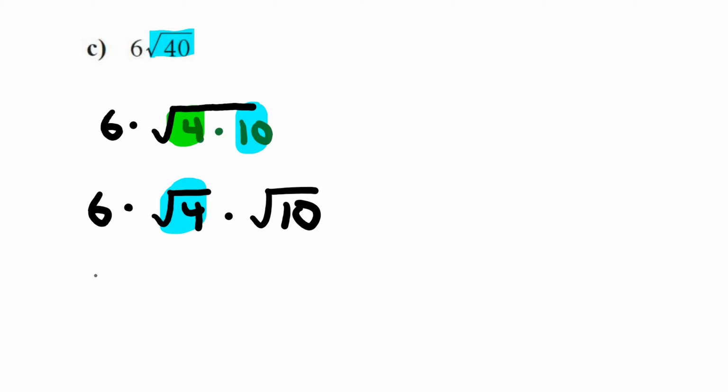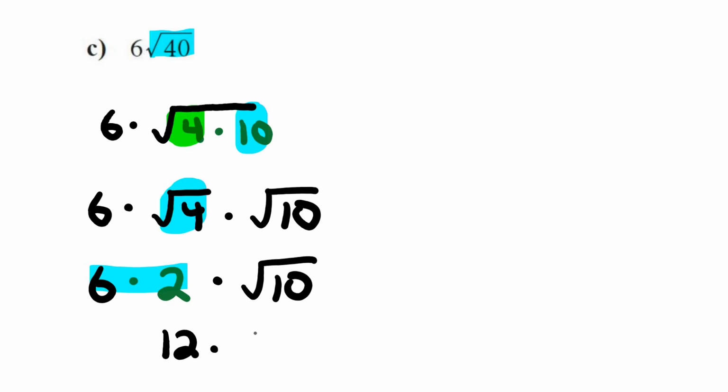So now I have 6 times, well, the square root of 4 is going to be 2, and then the root 10 just remains as root 10. And then if I multiply 6 times 2, I get 12. So 12 times root 10 is my final answer for letter C.